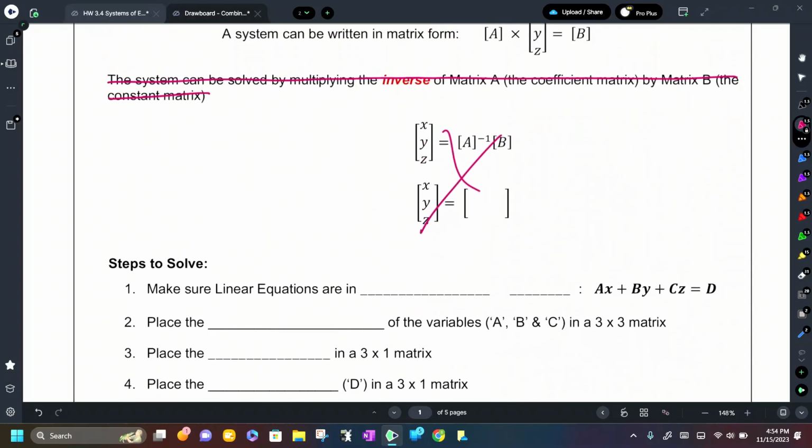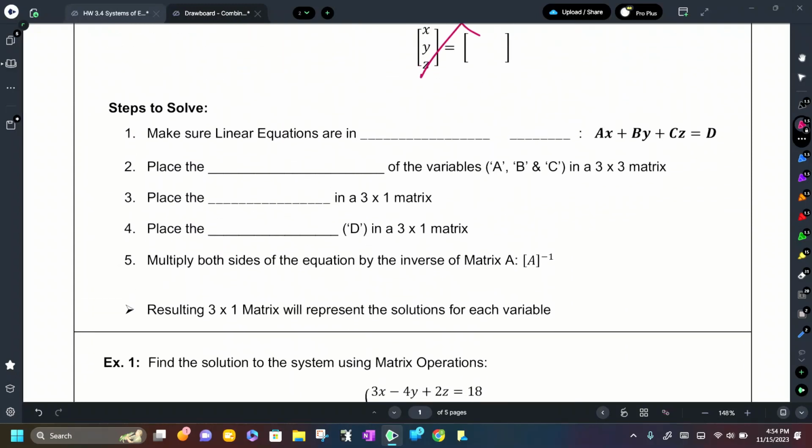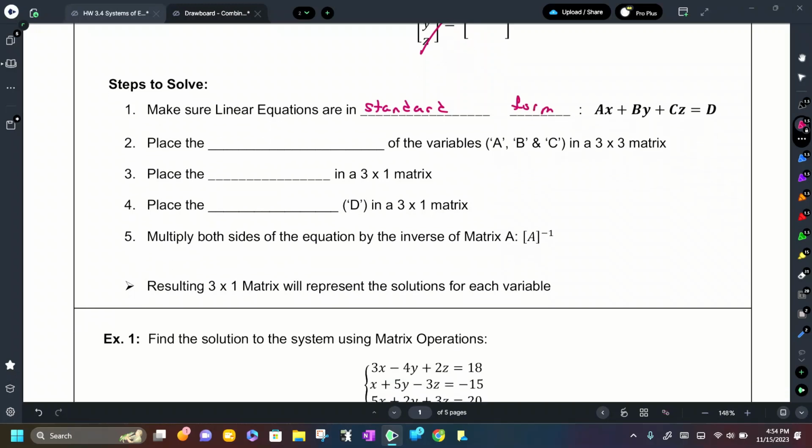So look at example 1. We're going to take our system of equations, and we need to do some work to it. We need to rewrite it so that we can use our calculator to get an answer. The first thing we need to do is make sure each linear equation is in standard form. It seems like we do that a lot, right? Put things in standard form. It must be kind of important.